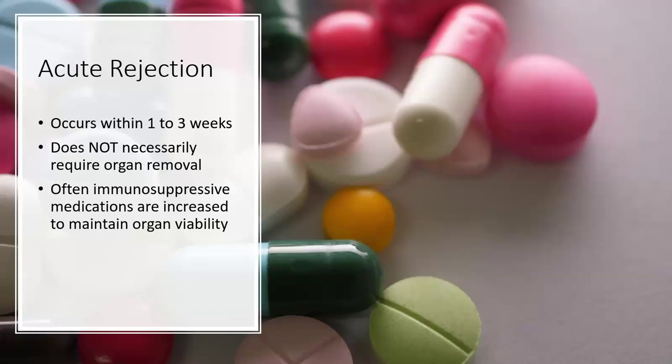Acute rejection. Acute rejection happens within about 1 to 3 weeks. So, with acute rejection, we've made it through that emergent hyperacute phase, okay? We don't necessarily have to take out the organ. What we can do is start giving additional steroids to get them through this acute rejection phase. And so we are often increasing immunosuppressive meds, giving them more cyclosporin, giving them more glucocorticoids to maintain organ viability and to keep that organ alive.